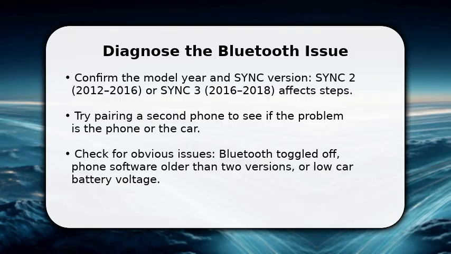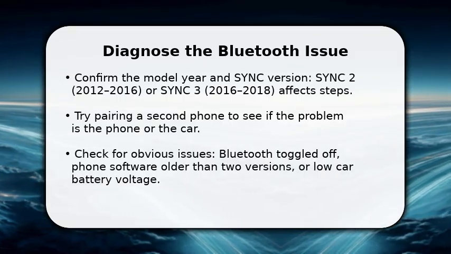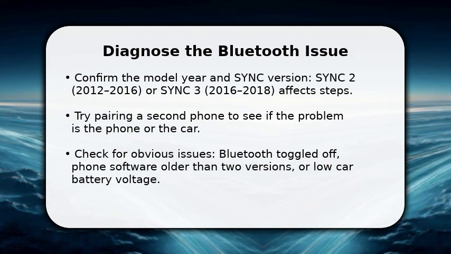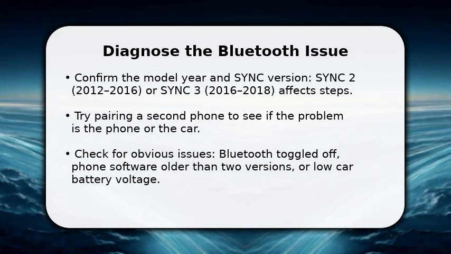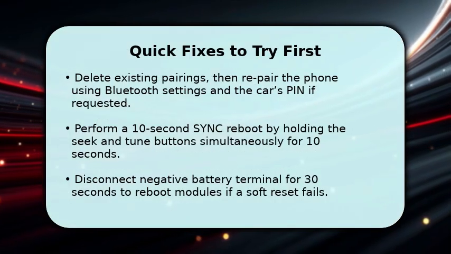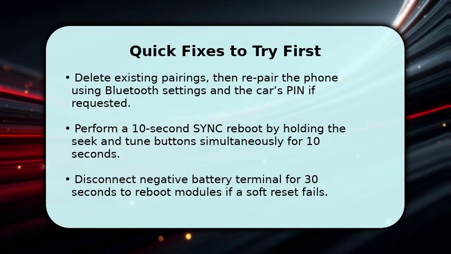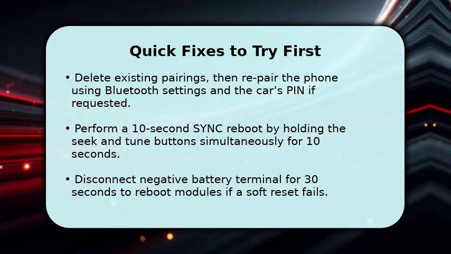Check for obvious issues: Bluetooth toggled off on the phone, software older than 2 versions, or low car battery voltage that can affect modules. Delete existing pairings on both the car and the phone, then re-pair the phone using Bluetooth settings and the car's PIN if requested. This resolves most handshake errors.